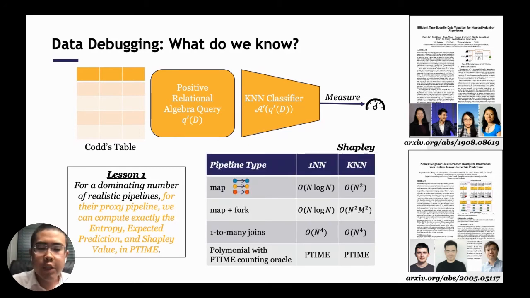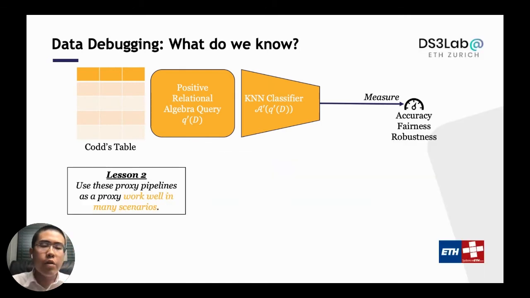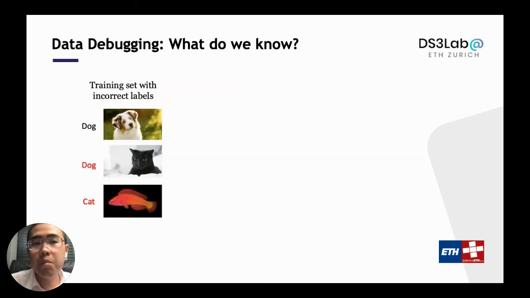And for different shapes of the feature extraction pipeline, you actually have different complexities. The second thing that we know is that using these fundamental quantities computed on this proxy pipeline can be useful and often works well in many, many scenarios. So this is one application scenario that we have.